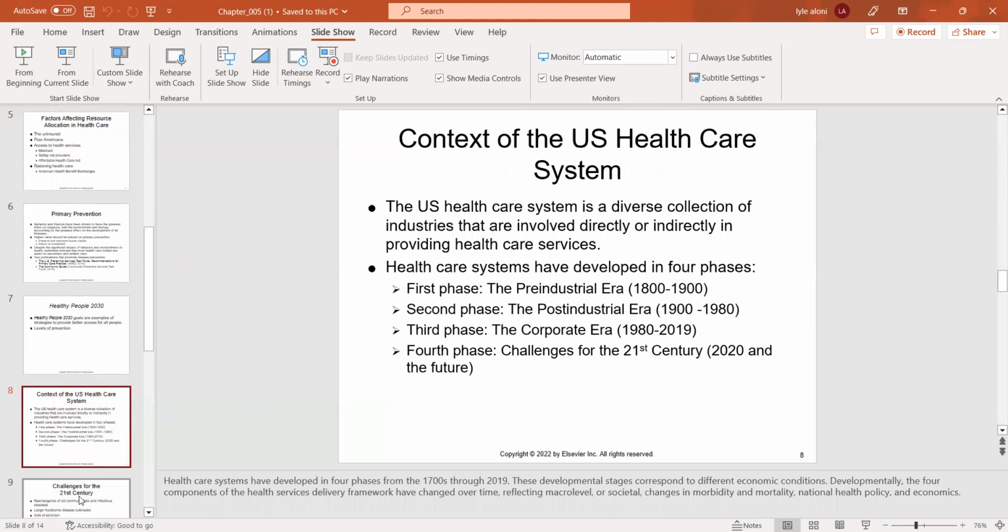Our healthcare systems have developed in 4 phases from the 1700s through 2019. And so we look at these developmental stages as they correspond to different economic conditions. Developmentally, our 4 components of the healthcare system have changed over time, reflecting macro level or societal changes in morbidity and mortality, national health policy, as well as economics.